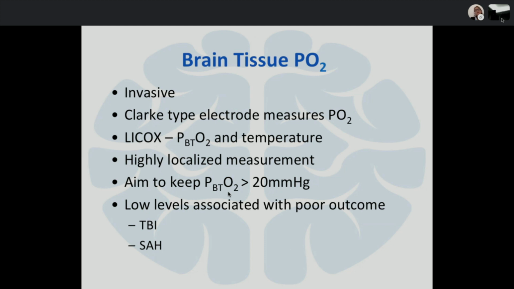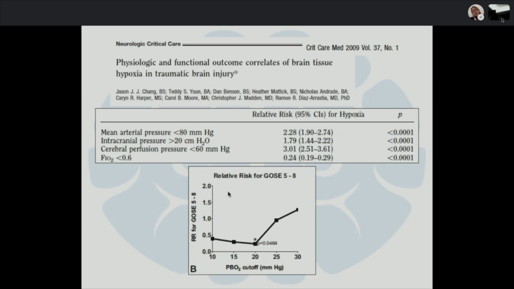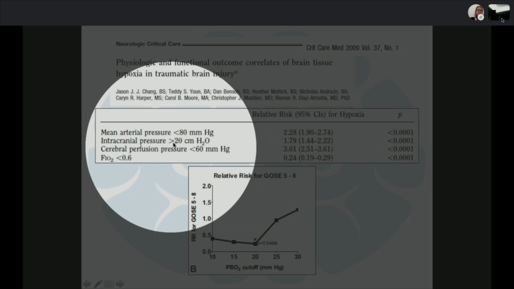And again, as for the jugular bulb saturation values, low values of PbO2 have been associated with poor outcome in brain injury patients, especially in TBI patients and in subarachnoid patients. So this is an example. This is a paper which includes more than 30 patients, and what the authors try to do is to assess which are the components related to episodes of cerebral hypoxia. And these are the statistically significant results.